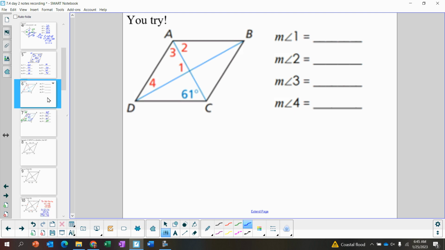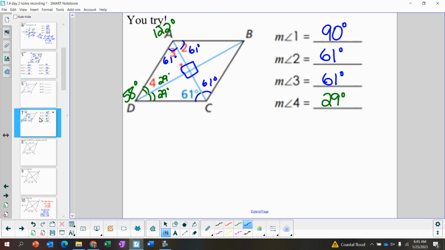All right, so you're going to try this next one. Pause. When you're ready to see the answer, hit play. All right, so knowing both of them were 61 makes both of those 61, a total of 122. Take that away from 180 to find the entire angle down here, the consecutive angles, 58, and then cut that in half for 29. So angle 1 was 90 degrees, angles 2 and 3 were both 61 degrees, and angle 4 was 29 degrees.